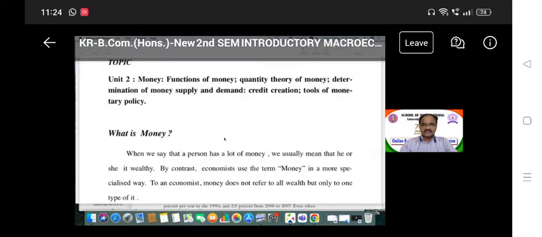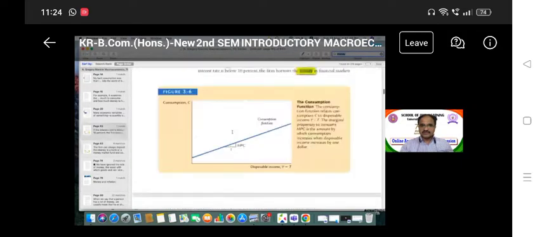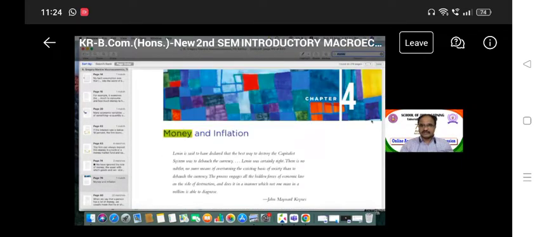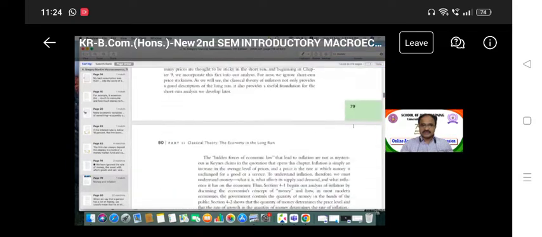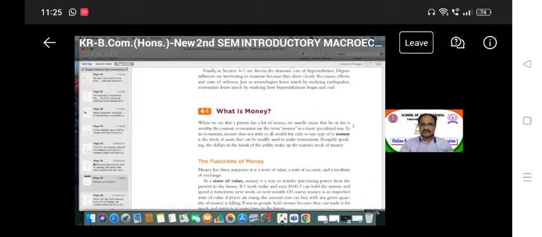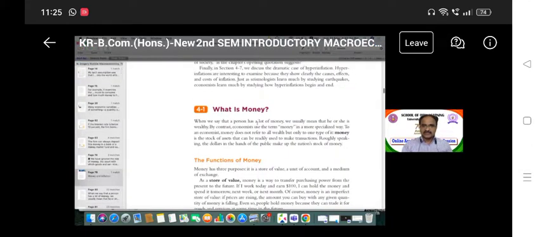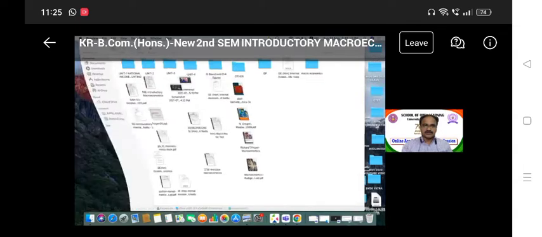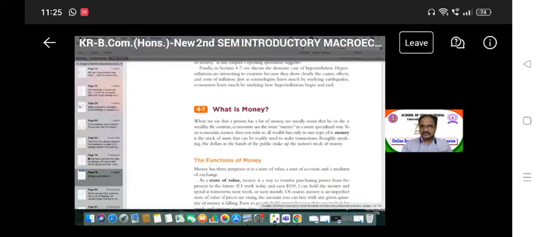In the previous unit, we studied the fundamentals of macroeconomic concepts. This is also one macroeconomic variable that influences the entire economy. That's why we need to discuss these topics in more detail. The referred book is the Mankiw book, chapter 4, money and inflation. Here we are discussing what is money, and after that the functions of money. This is the Mankiw book according to the Delhi University syllabus. If you refer to this book, I will also share one material for the same syllabus.